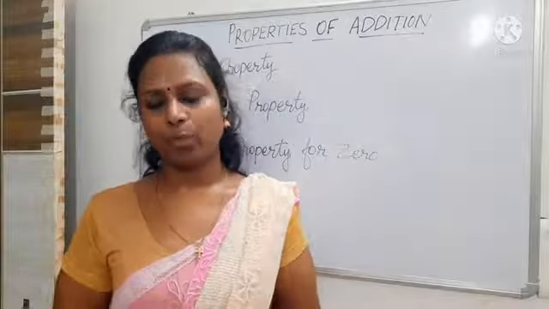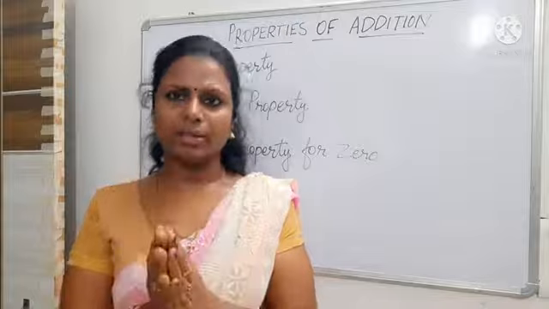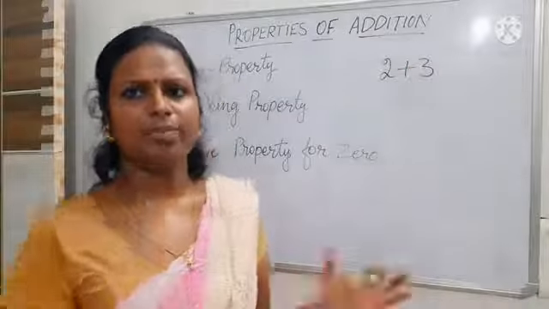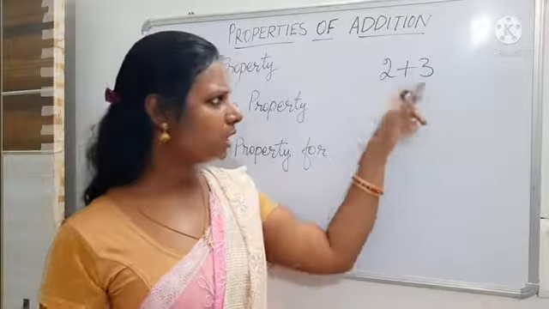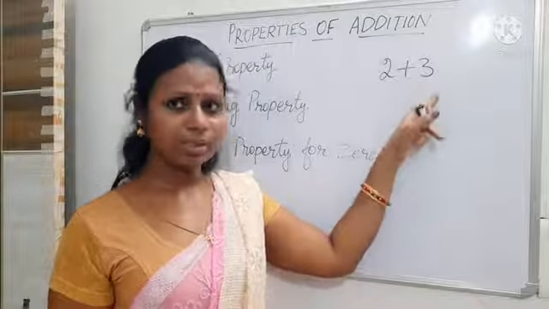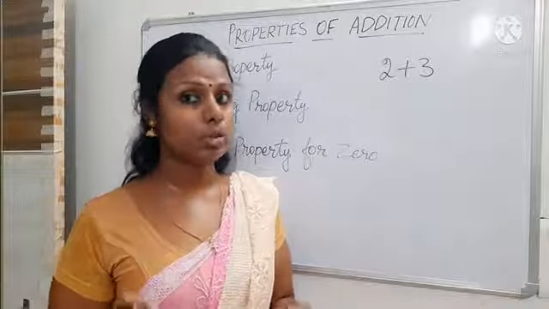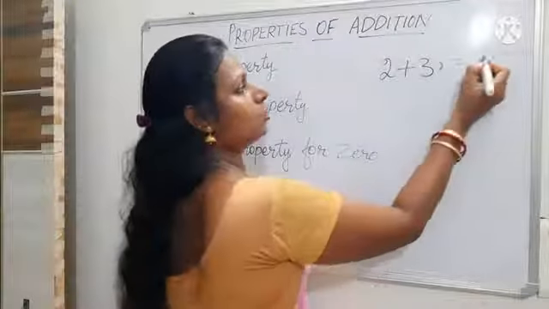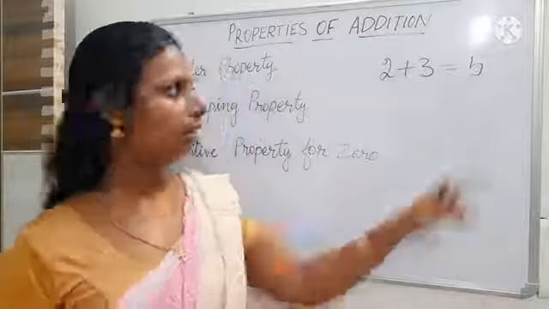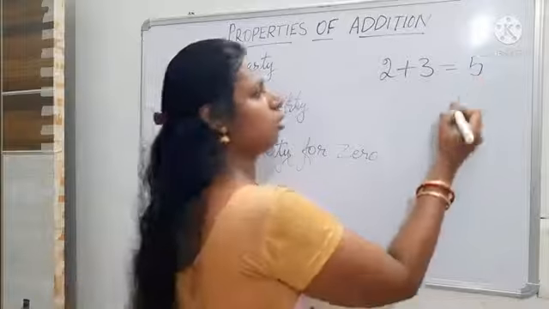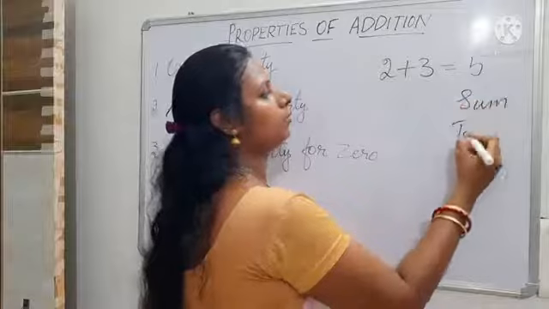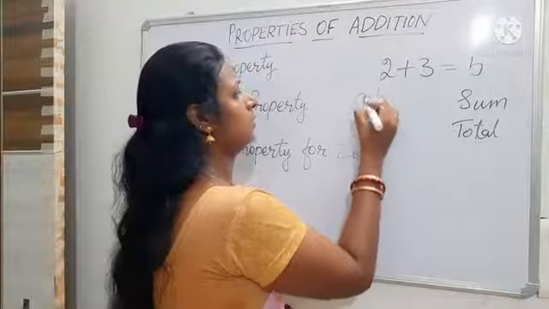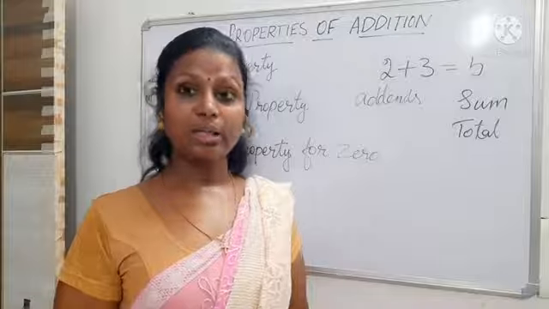Order property means when you change the order of the addends. Addends means, you know, for example 2 plus 3. Just I have written simple addition 2 plus 3. So these numbers are called addends, the numbers which we are going to add. When you add this one and you get sum or total, this is called sum or total. And these are called addends.